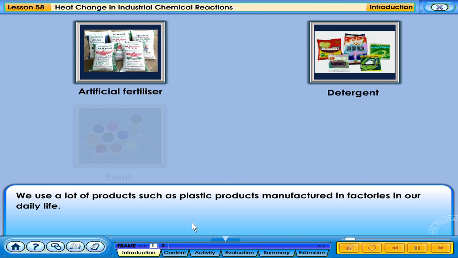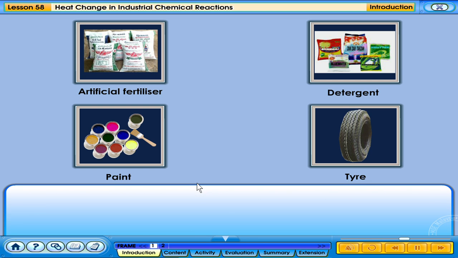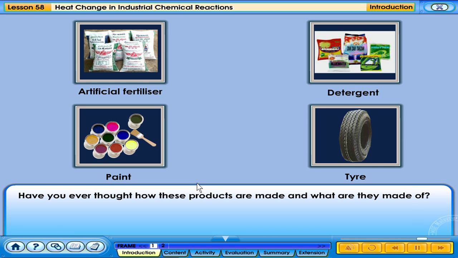We use a lot of products such as plastic products manufactured in factories in our daily life. Have you ever thought how these products are made and what are they made of?